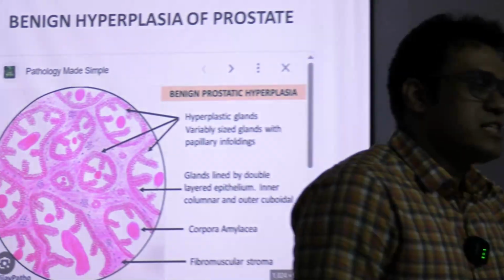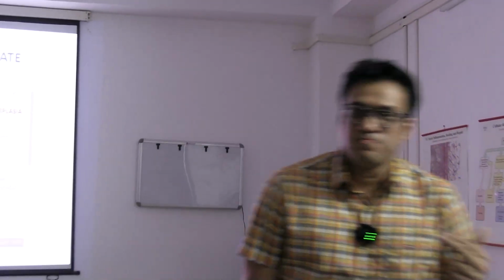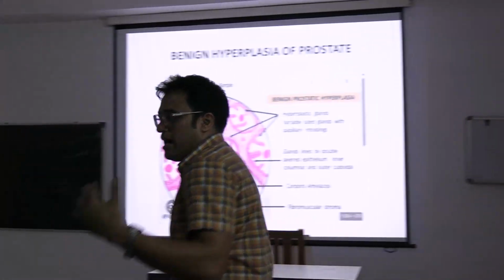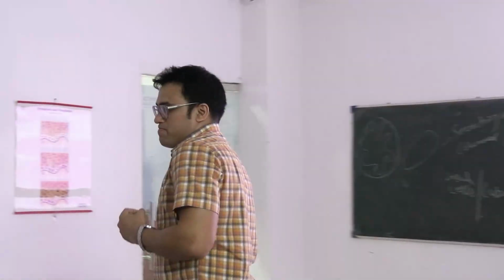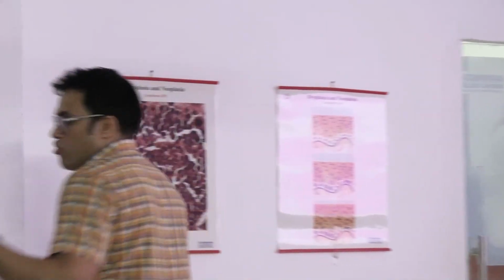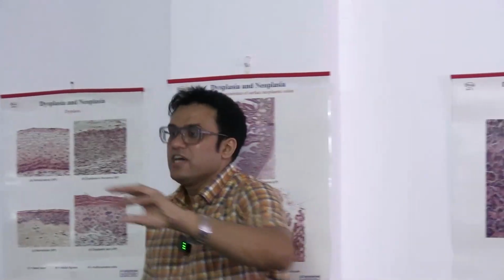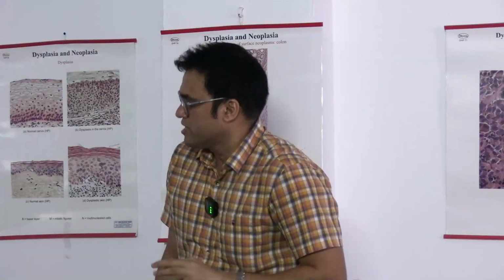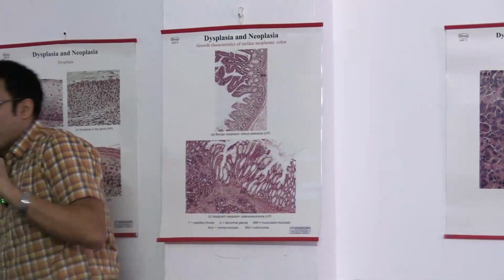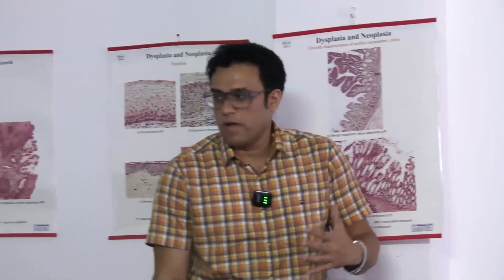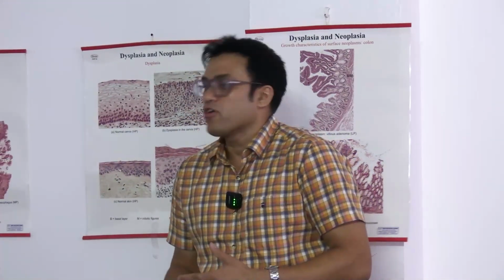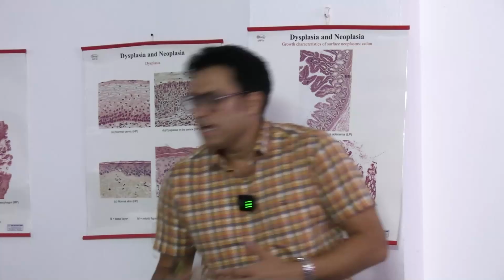What kind of secretion? What is it called? Corpora amylacea. And there will be fibromuscular stroma. So it is formed of 2 things, fibromuscular stroma and glands. So what exactly undergoes hyperplasia? It's the fibromuscular stroma which predominantly undergoes hyperplasia and also the glandular epithelium. This hyperplasia forms nodules clinically, you get discrete variable size nodules in the prostate. Okay, so which cells undergo hyperplasia? Predominantly the stromal cells and also the glandular epithelial cells.